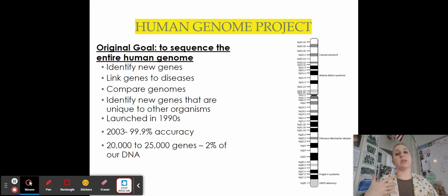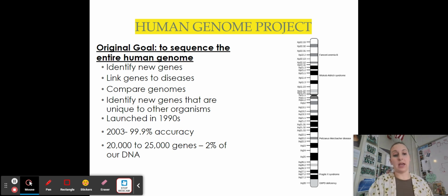Then it took off because now these labs that were all working together to put this giant undertaking together were able to communicate with each other quickly with the click of a button using the internet. So most of the Human Genome Project actually ended up taking place after the year 2000. But by 2003, the Human Genome Project that was completed was 99.9% accurate.